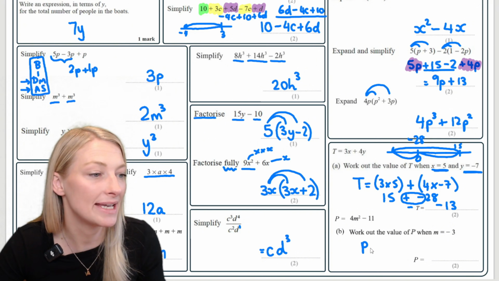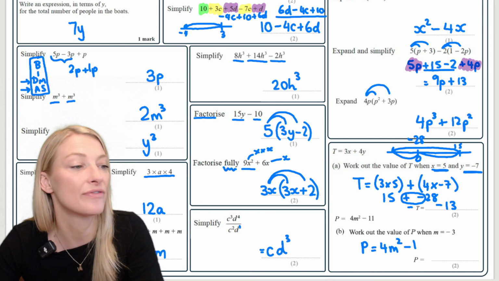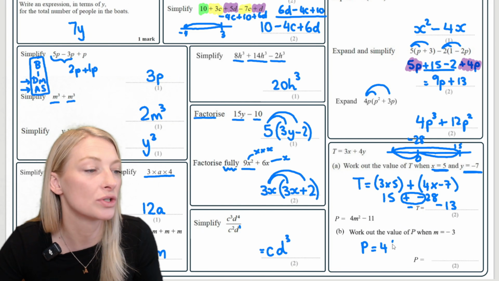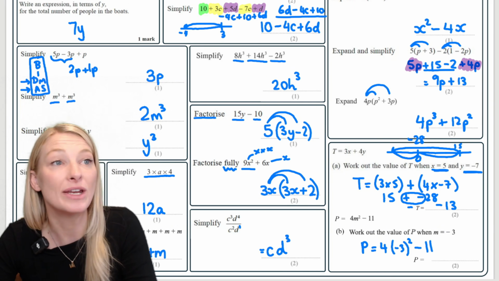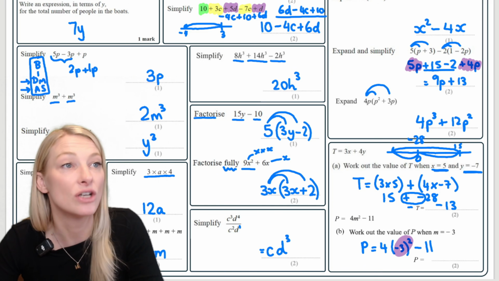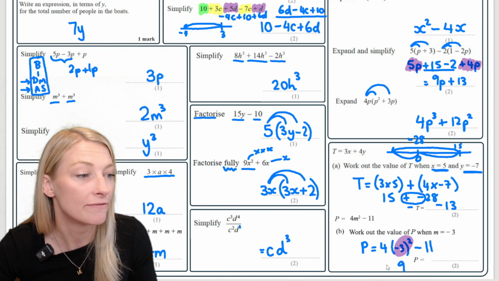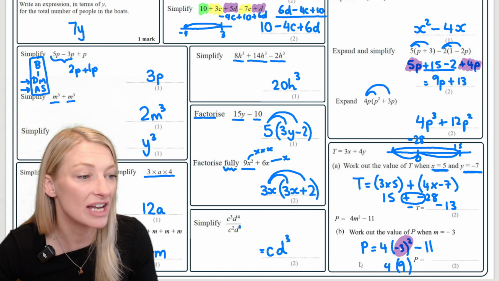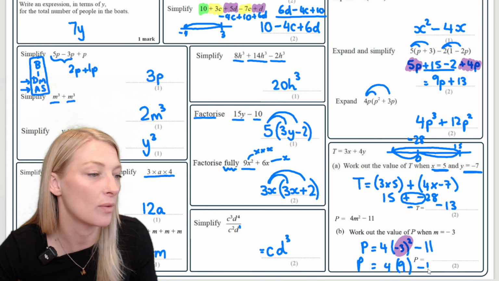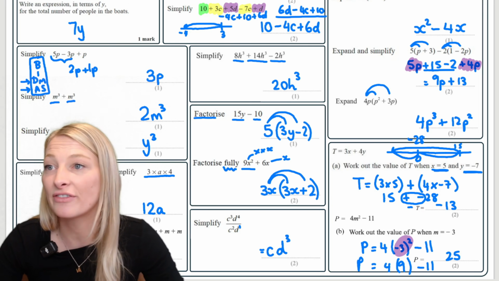And then we've got p equals 4m squared take away 11, but we're told that m is negative 3. So let's do 4 lots of negative 3 squared take away 11. And we know that we do the squaring first. Minus 3 squared is 9. It is minus 3 times minus 3. You're timesing it by itself, so that's 9. 4 lots of 9 is 36, and then we're going to take away 11, so you have a final answer of 25. There we go.